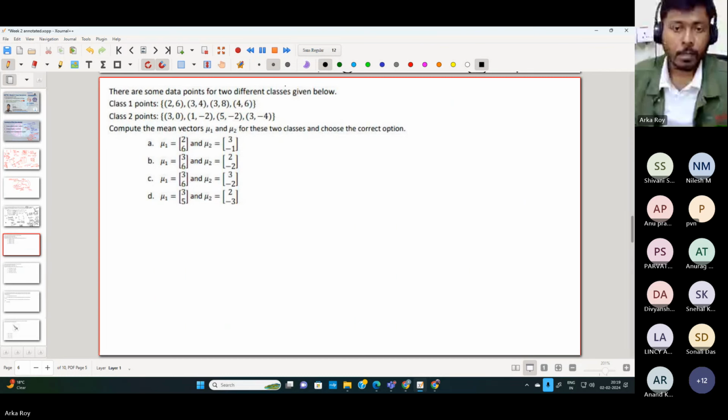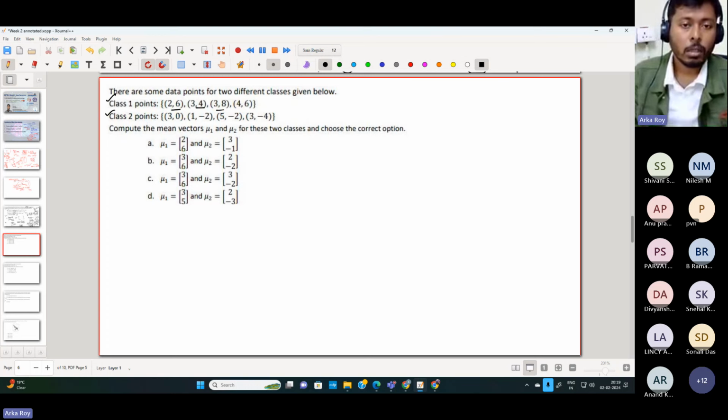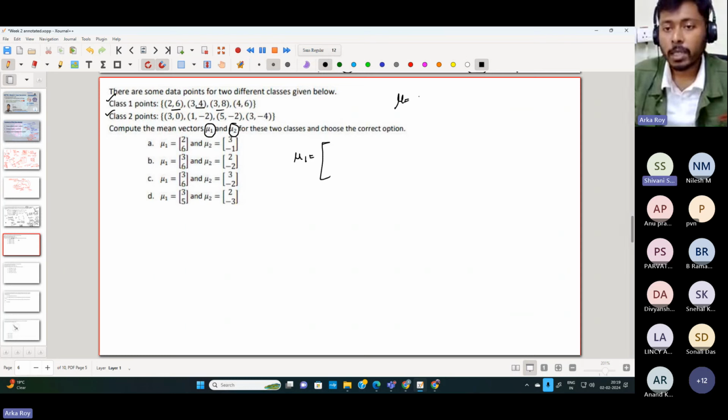Okay. Second question is, you have been given two class data, class 1 and class 2, and these are the data points 2, 6, 3, 4, 3, 8, and these are the data points for class 2. So the question is, find mu1 and mu2. So mu1 will be what? Mu is basically expectation value.